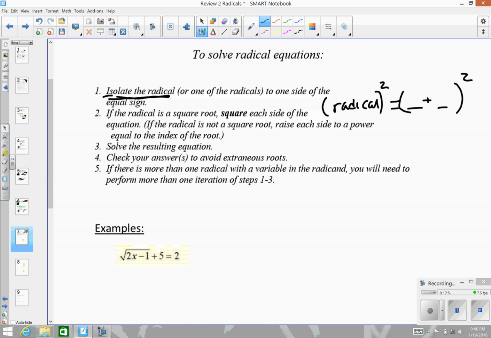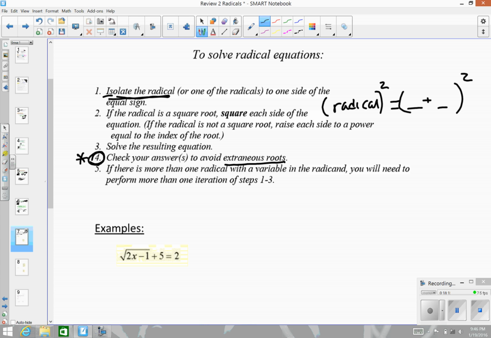Not individual terms, but the entire side, or the entire polynomial. Alright, once we do that, then we go ahead and solve for our variable. We must make sure we check our solutions because we might have some extraneous solutions. And I'm going to show you more than just checking algebraically. We're going to look at also checking graphically.